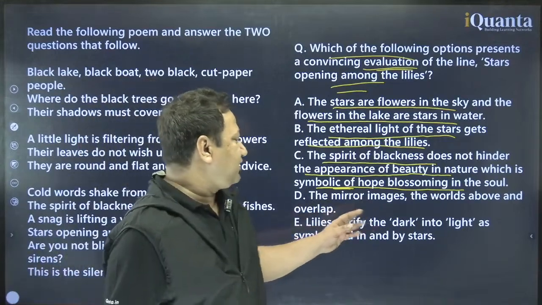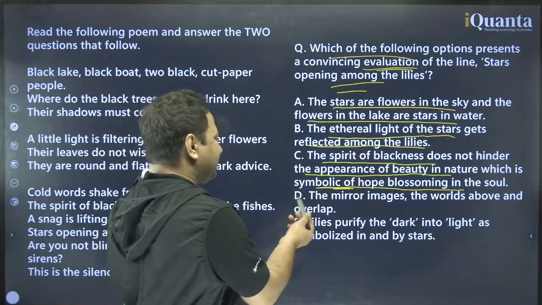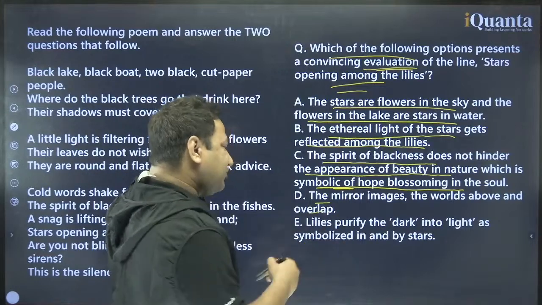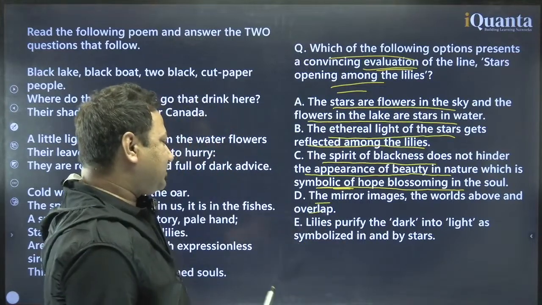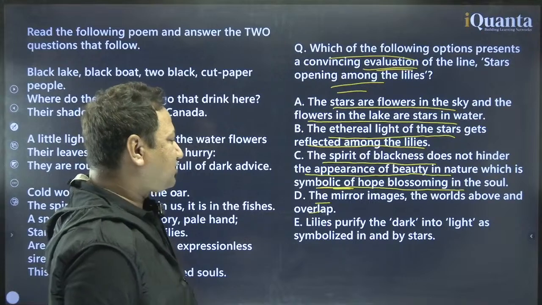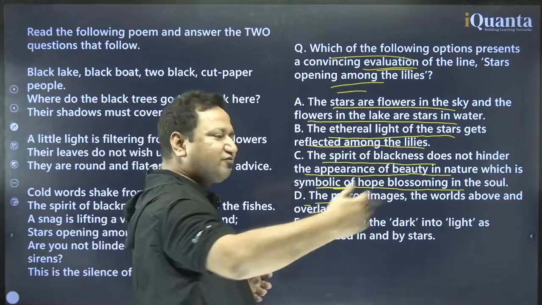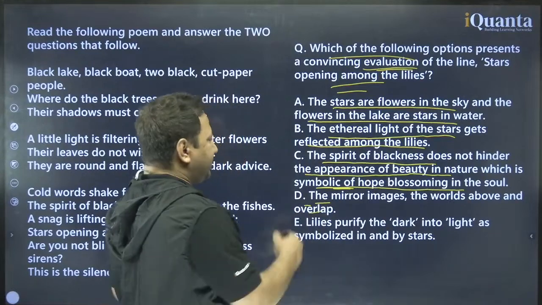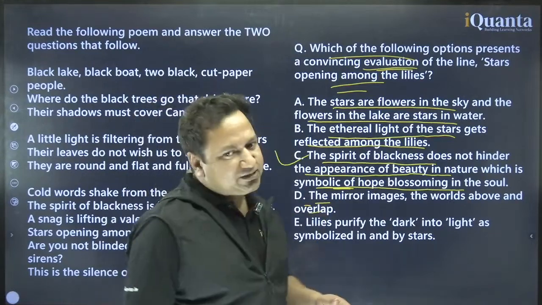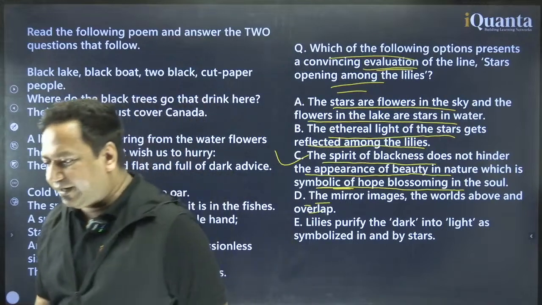Mirror images, worlds above and below overlap, very direct. It has got no philosophical undertone. Lilies purify the dark into light, as symbolized in and by stars. I know. And then E also looks kind of far-fetched, a nice interpretation, but more than that, C will be the best choice. Clear?